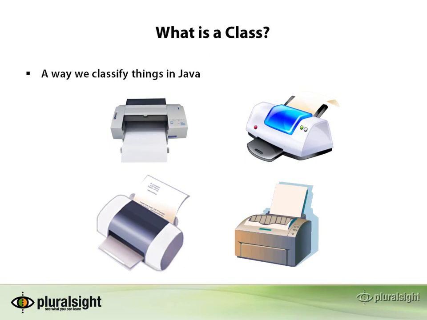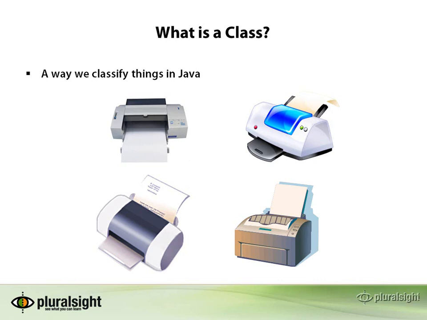So let's answer that question that many of you may be having: what is a class? Well, to put it really simply, it's a way that we classify things in Java. And you see all these printers that I have on this slide. The printers are a good example of something that we already do in normal day-to-day life that is very much like a class in Java, which is we have a large number of printers that exist in the world.